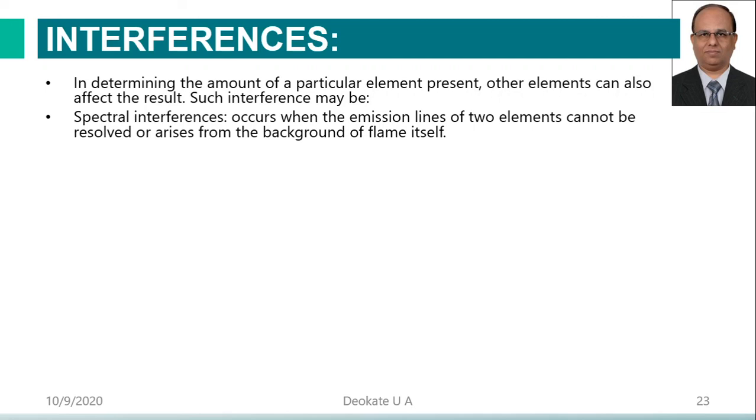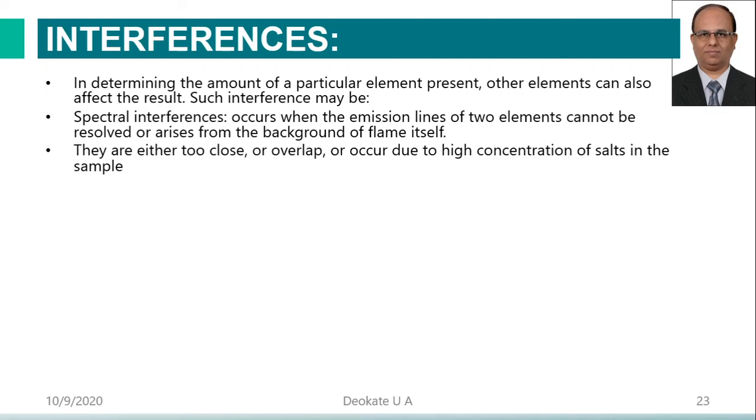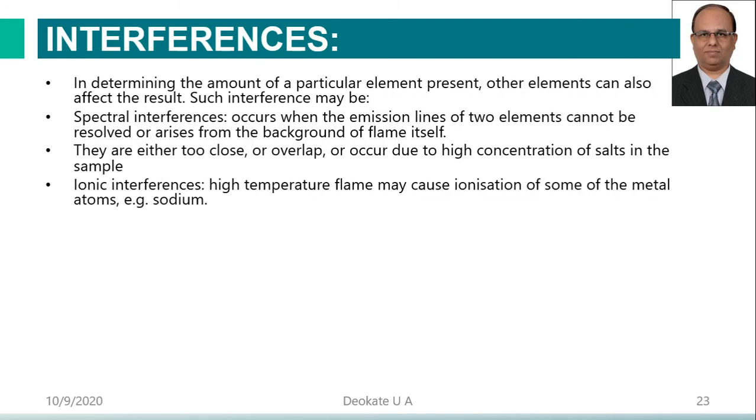If you have an admixture of two or more metal ions, they may produce interference with each other. Their lines are either too close or overlap, or it occurs due to a high concentration of salt in the samples. As it is also a colorimetric measurement, it also implies the Beer-Lambert's law. So when there is such interference, we can think of the Beer-Lambert's law for using a dilute solution.